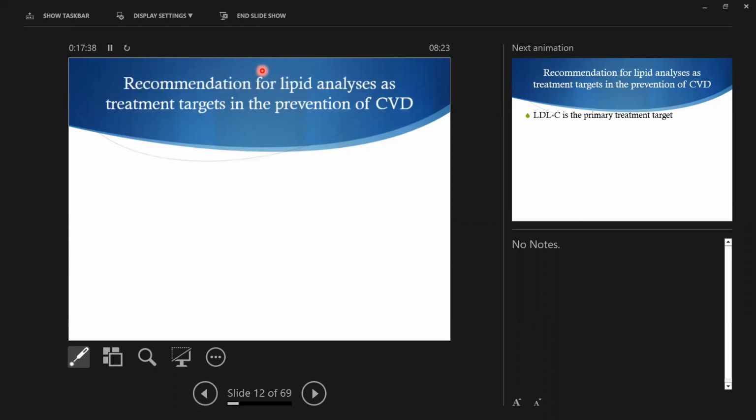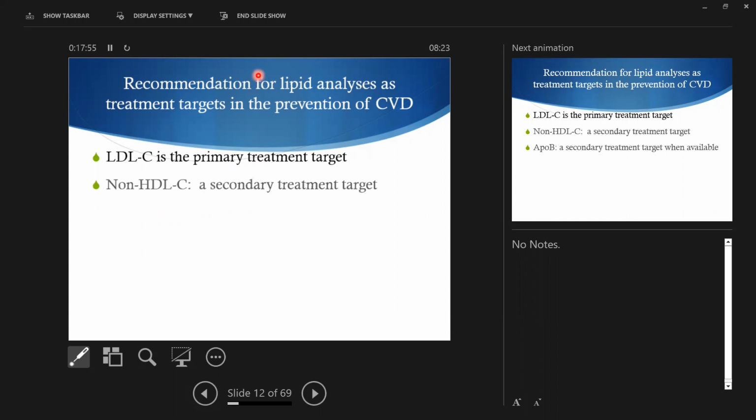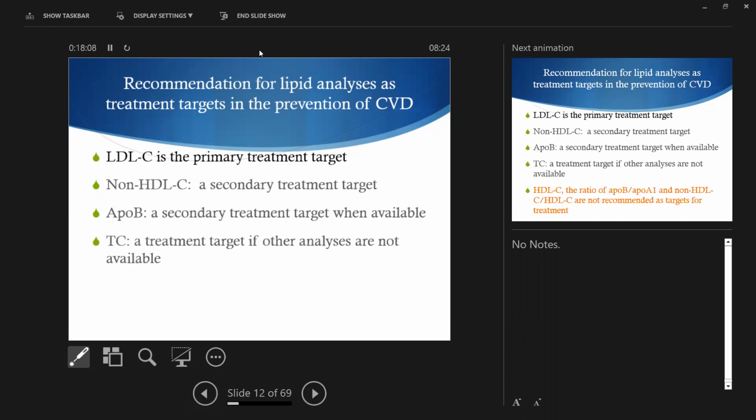The recommendation for lipid analysis as treatment targets in prevention of cardiovascular disease. So the target is LDL cholesterol. That's the primary treatment target. So usually when we see the lipid profile, especially on follow-up, we mainly concentrate on the LDL cholesterol. In a random sample, sometimes the triglyceride is very high. Then we see the non-HDL as the secondary treatment target. And ApoB is the apolipoprotein for LDL. If it is available, that can be a secondary treatment target.